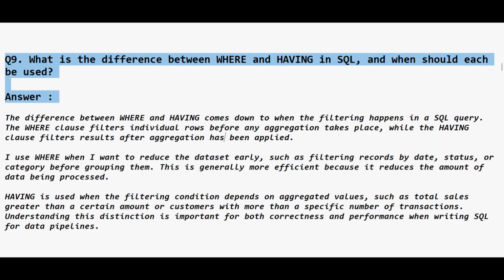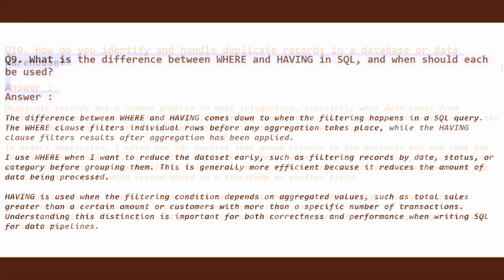Having is used when the filtering condition depends on aggregated values, such as total sales greater than a certain amount or customers with more than a specific number of transactions. Understanding this distinction is important for both correctness and performance when writing SQL for data pipelines.